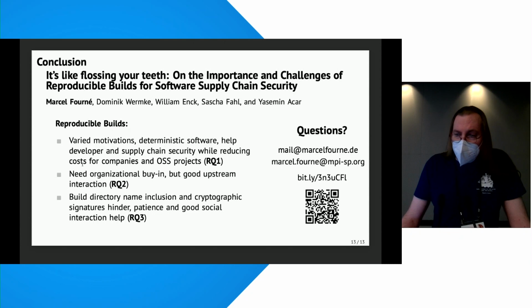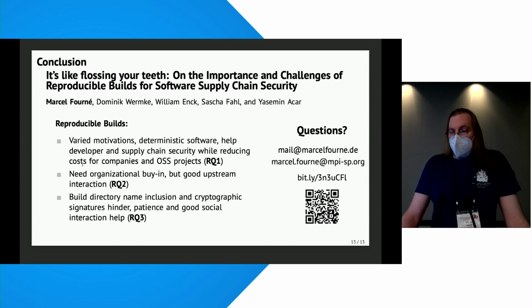So in the end, what did we find? Well, we find there are varied motivations. Most people want deterministic software. And this helps developers and the supply chain security in general, while reducing the costs for companies and OSS projects as well. We need organizational buy-in, but we got good upstream interaction. And build directory name inclusion and cryptographic signatures are the biggest problems which hinder, but patience and good social interactions are the biggest things which help reproducible builds.